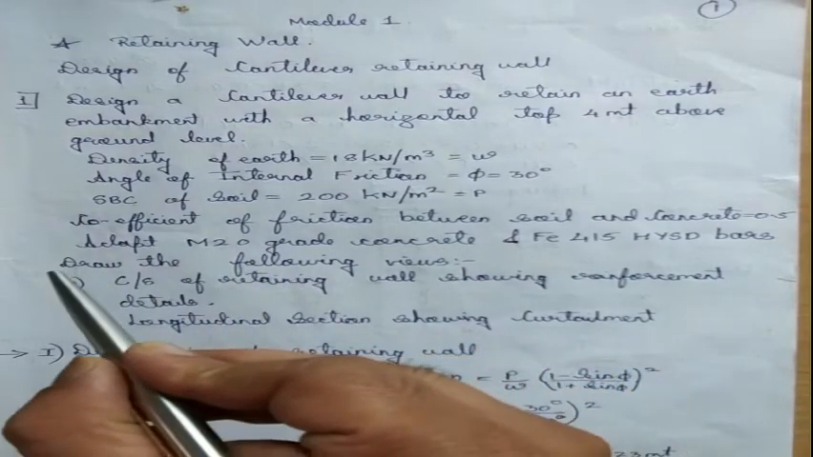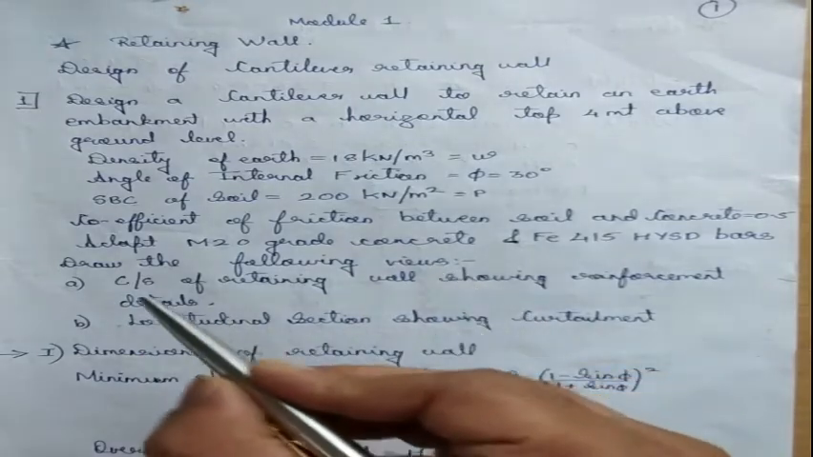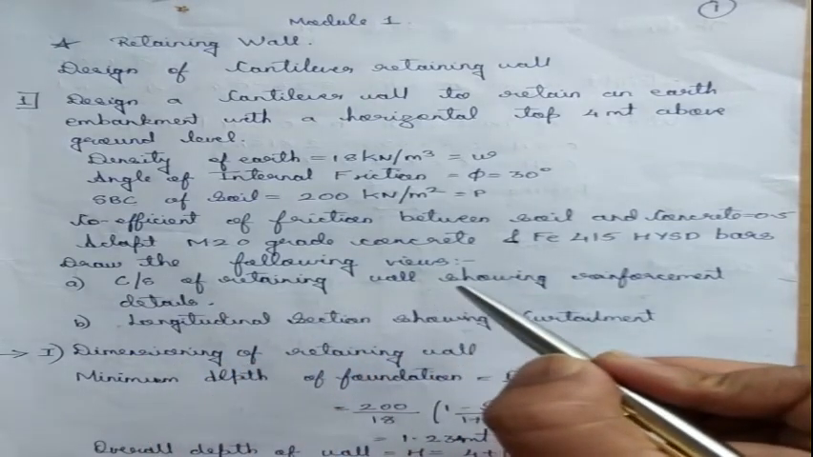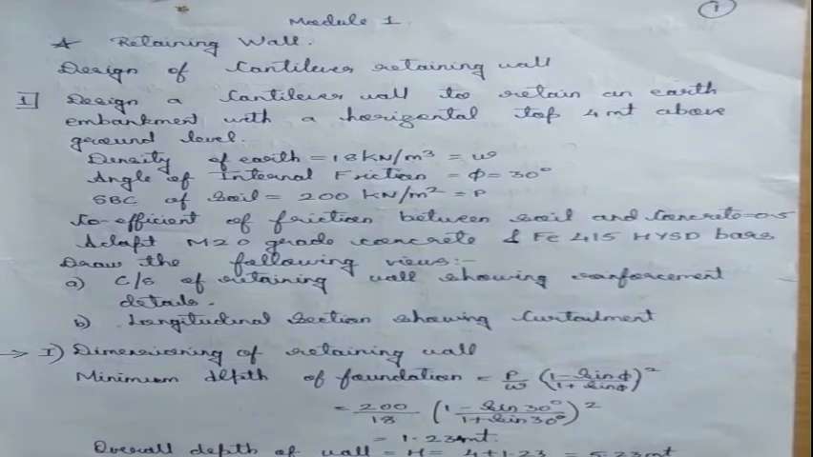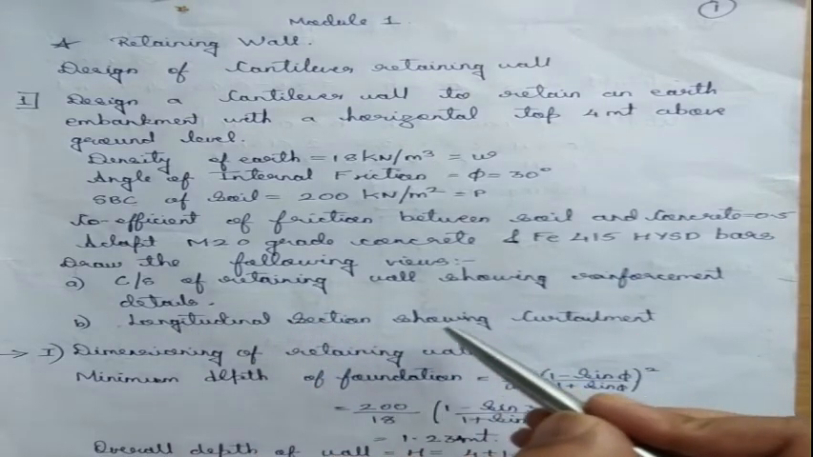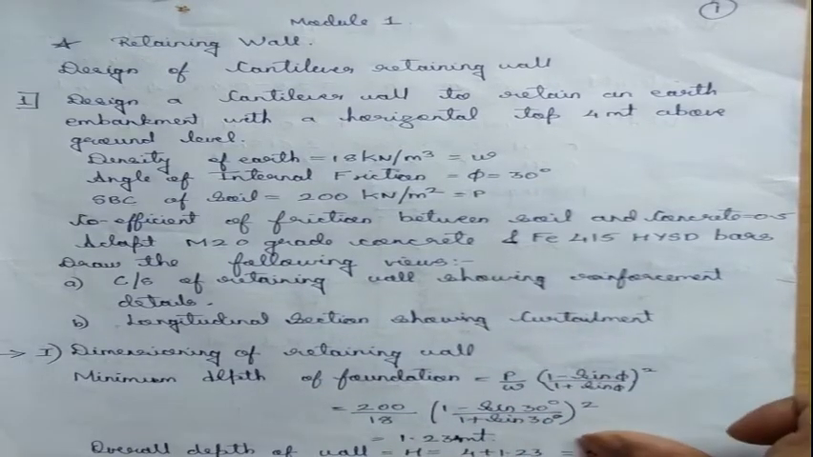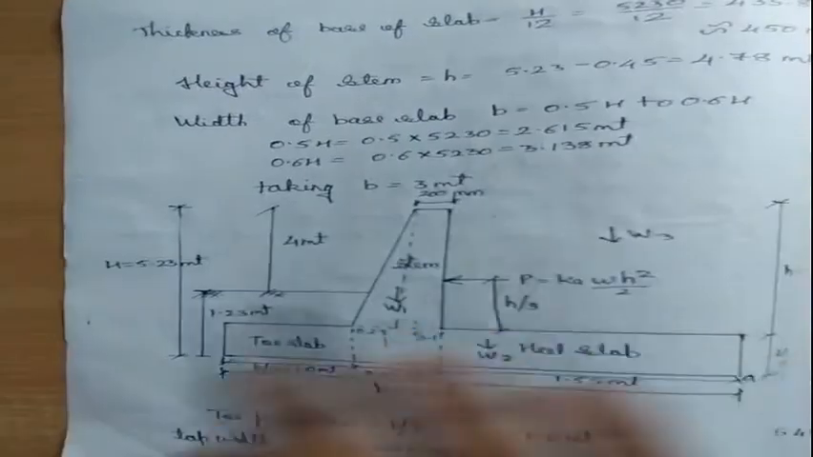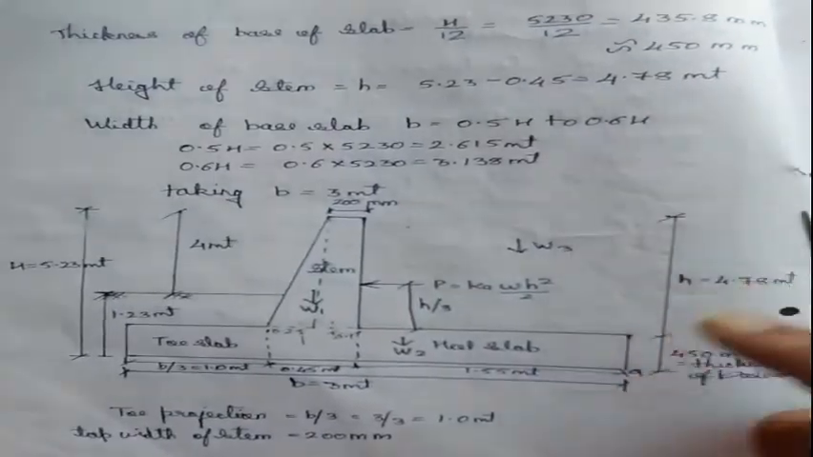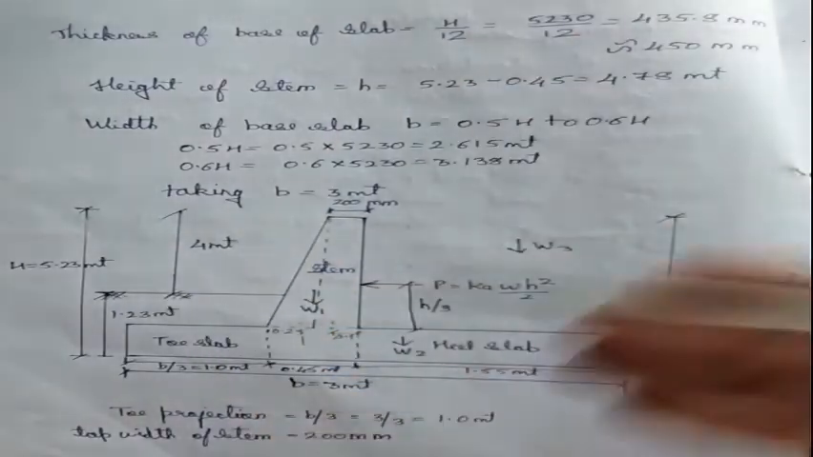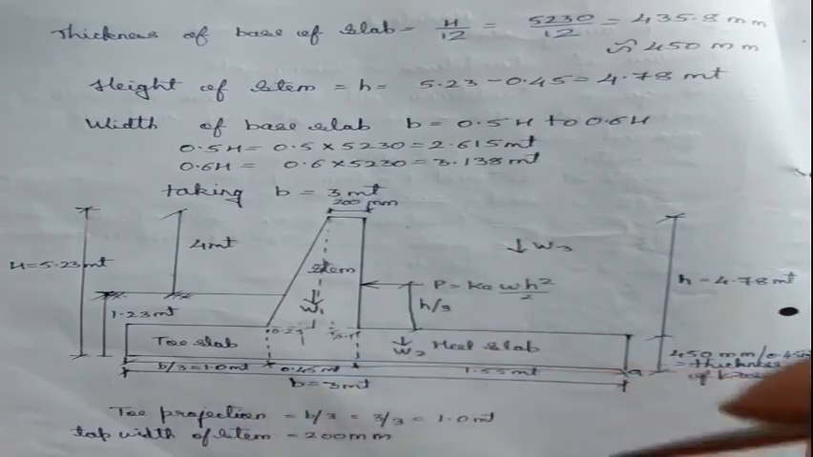So, they have given the drawing. Draw the following views. A. Cross section of retaining wall showing reinforcement details. That means, we have to show the cross section of the retaining wall, the same one which I have shown you, and the longitudinal section showing the curtailment. So, I will just show you the rough diagram of cross section. So, this is the cross section of the retaining wall. This is how it looks like on the cut section. Okay, and along the length is nothing but the longitudinal section.